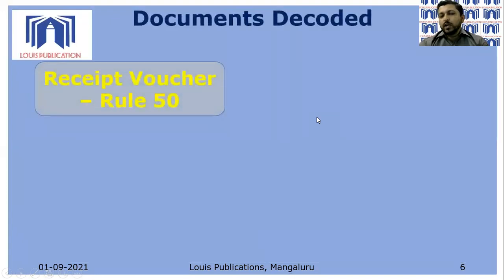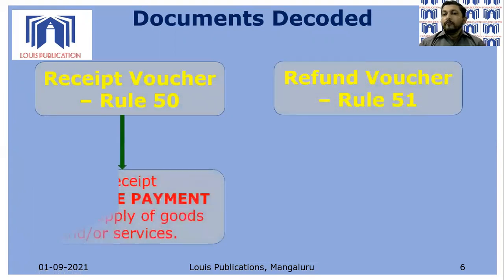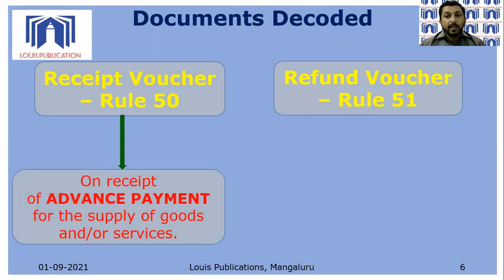Let's look at the next very important document, the receipt voucher. When is a receipt voucher issued? Very, very important: when the recipient is making an advance payment, the supplier is going to issue a receipt voucher, and that is covered under Rule 50. So on receipt of advance payment for the supply of goods or services, a receipt voucher will be issued by the supplier.